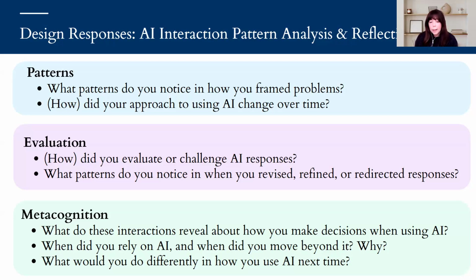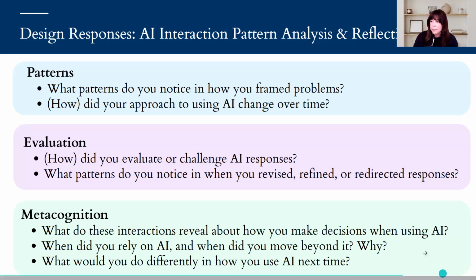When you use AI, what does that look like? When do you rely on it? And when do you try to move beyond that? And what would you do differently? So again, this is an experimental way of thinking about using AI, and I think in a novel way that could enhance not just transparency, but reflection and metacognition.